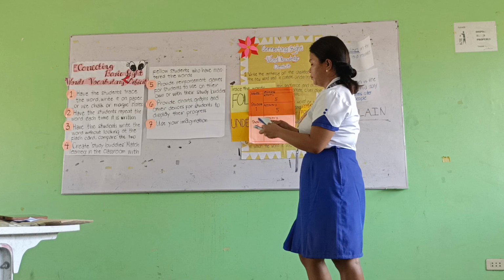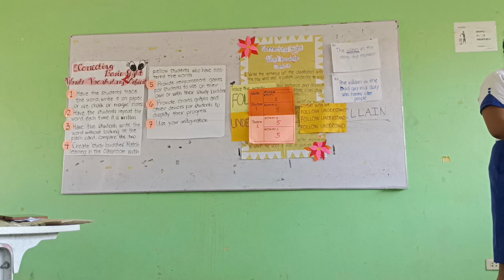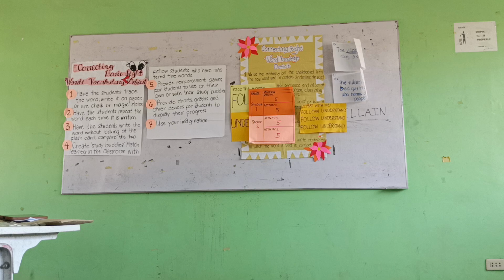Now in number 7, please read. Use your imagination. Have students dramatize phrases, build a sight word game, practice words by lining up in sight word place, etc.